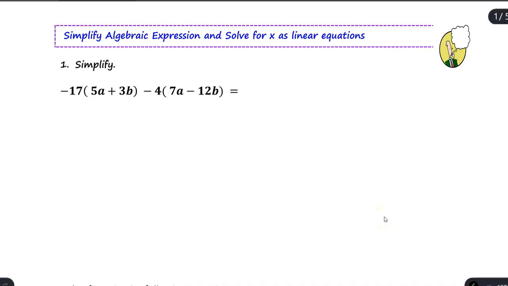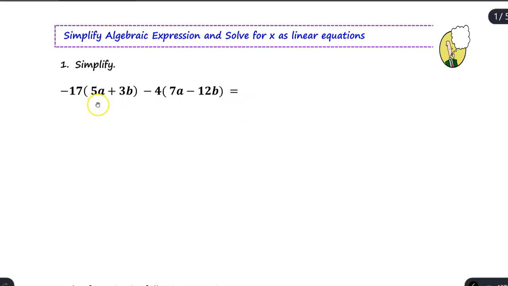Hello everyone. In this video, I would like to go over the basic concept of simplifying an algebraic expression and then solve for x as a linear equation. So for this particular question right here, it asks us to simplify. To simplify an algebraic expression, we need to combine the like terms.